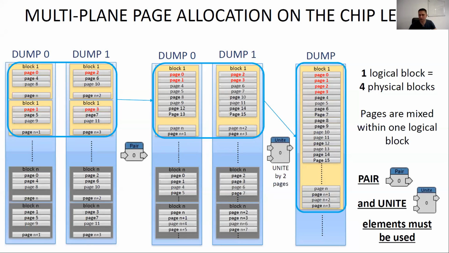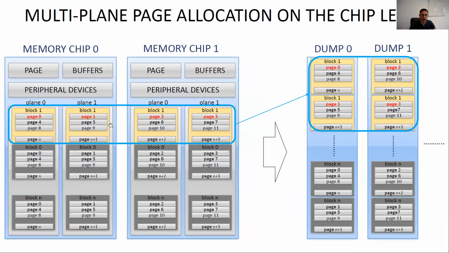Now, let's see how to detect if multiplane page allocation was actually used on the chip level. Because there could be a situation when we have two chips, each one has two planes, and data was written simultaneously into these planes, and then when this chip was full, data was written into the next chip. So we have multiplane page allocation inside one chip, but we don't have multiplane page allocation on the chip level. Data was not written simultaneously into both chips.